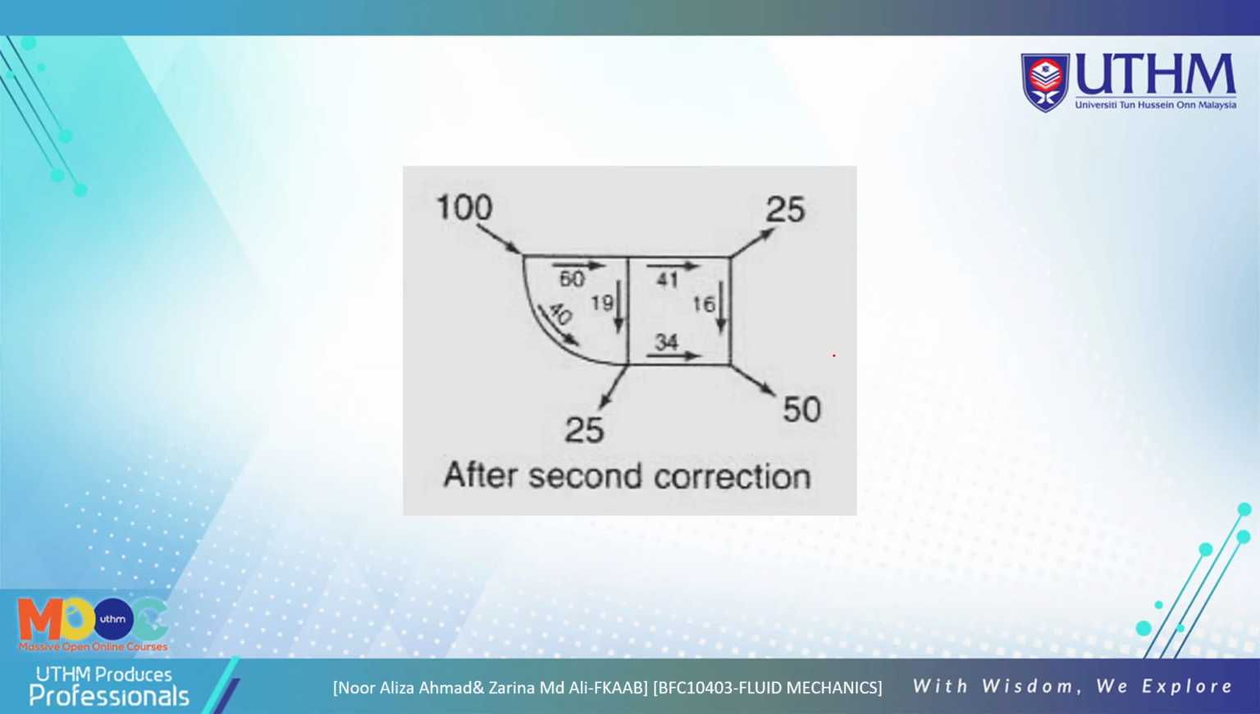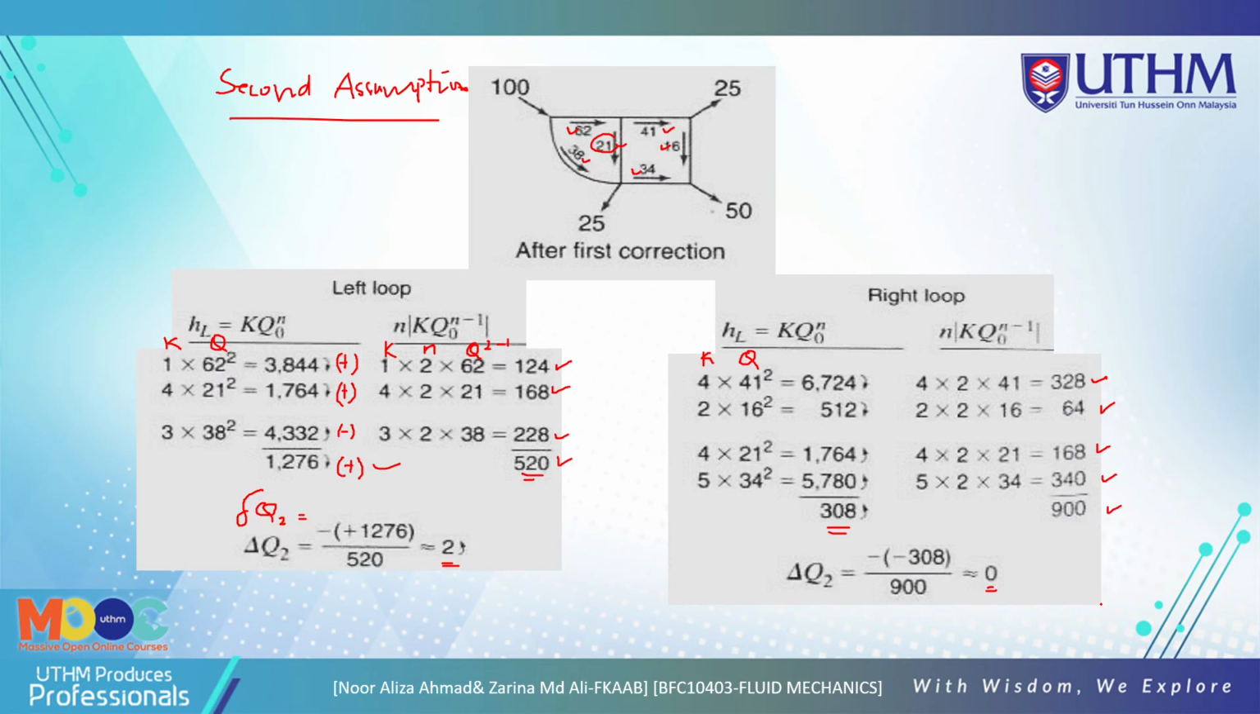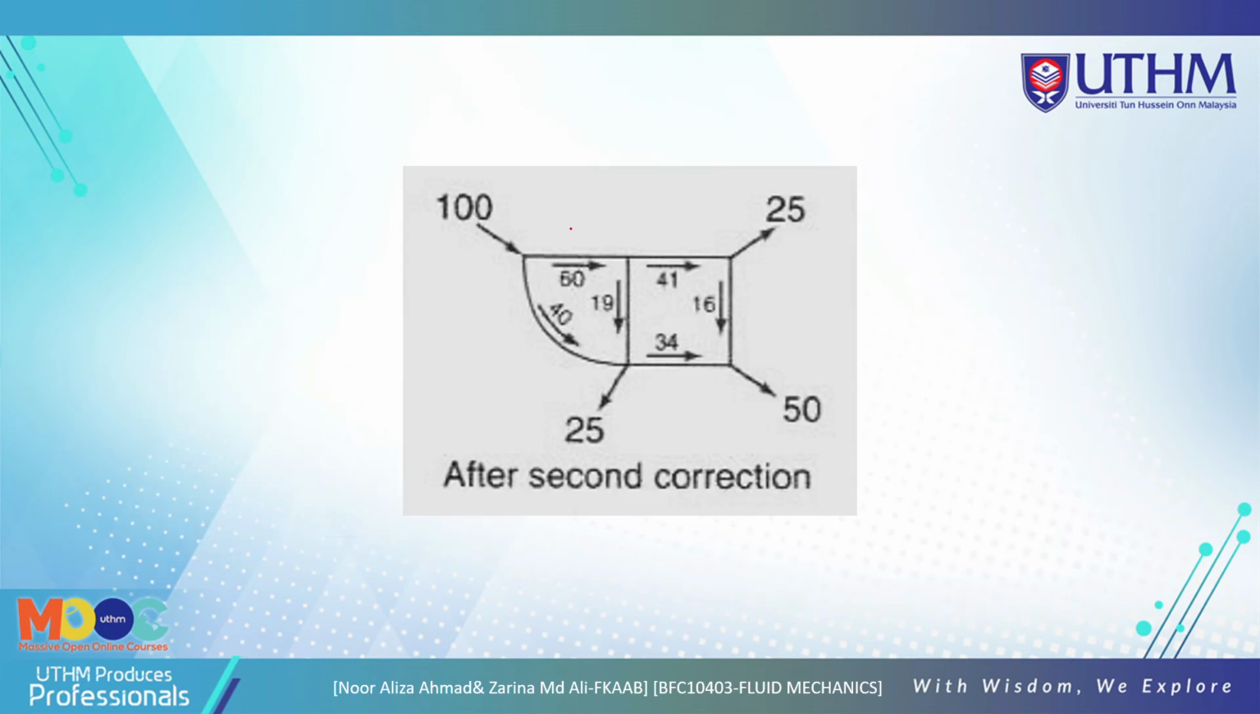After one of the loops you get the delta Q is 0, you can stop at the second assumption only, because this only has two loops. So that's why one of the loops has 0. Delta Q is 0, so you can stop. So now the new flow in that loop, the branching pipe, is here.